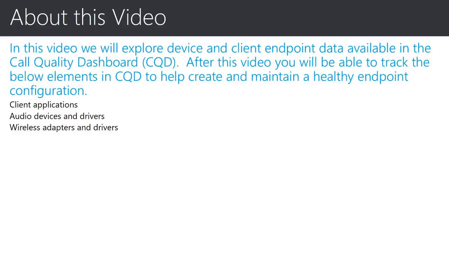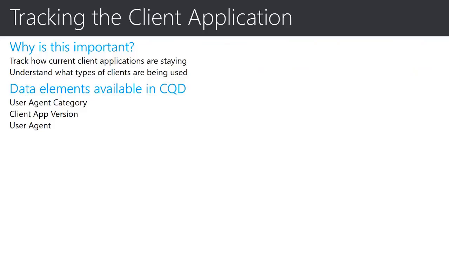In this video, we will explore device and client endpoint data available in the Call Quality Dashboard, or CQD. After this video, you will be able to track elements in CQD to help create and maintain a healthy endpoint configuration. The elements that we'll be talking about today are client applications, audio devices and drivers, and lastly, wireless adapters and drivers. The first topic we will be covering is how to track client applications in CQD.